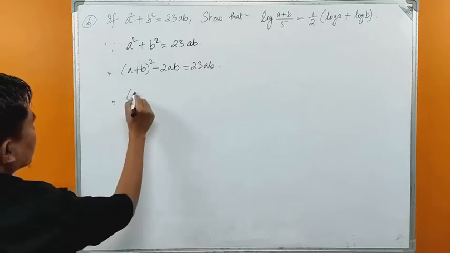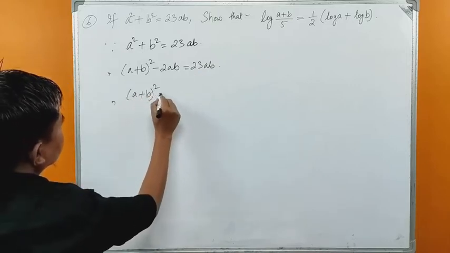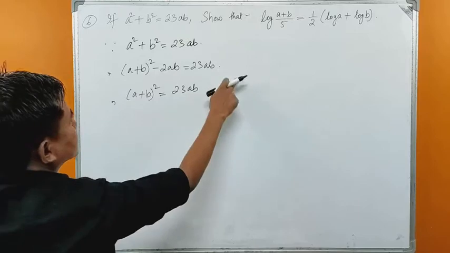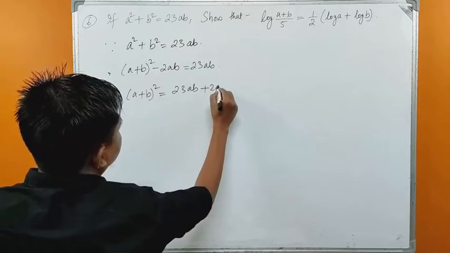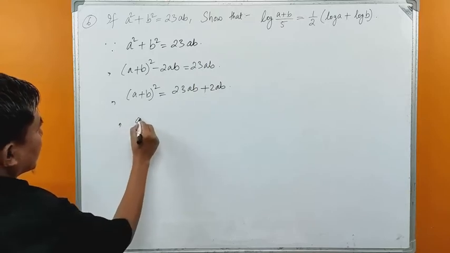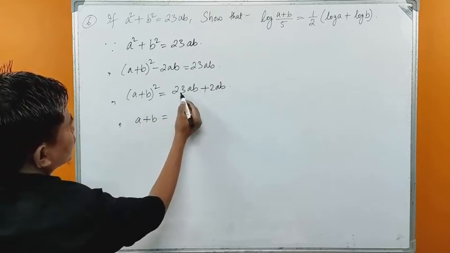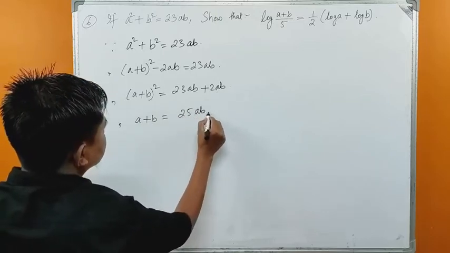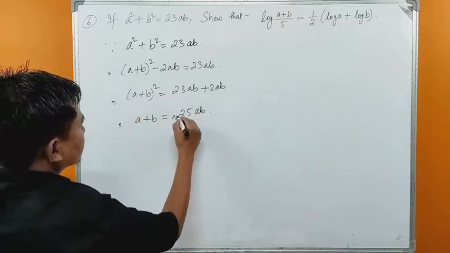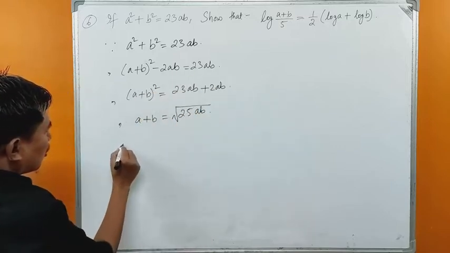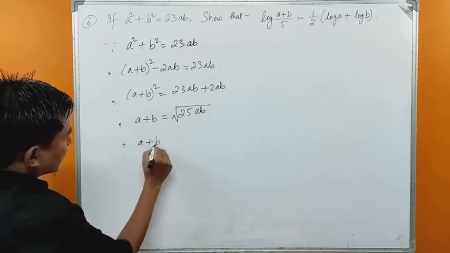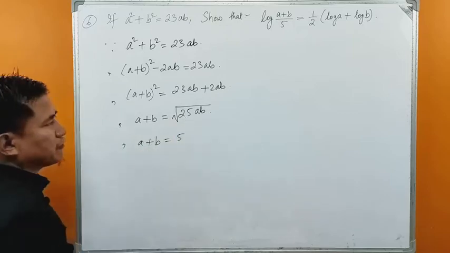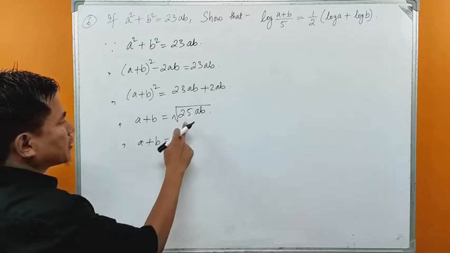or (a plus b) whole square equals 23ab in the right hand side. Now let us take minus 2ab to the right hand side. This becomes plus 2ab. Now (a plus b) whole square equals 23ab plus 2ab becomes 25ab, isn't it? So this square goes to the right hand side and becomes root. Or a plus b equals root 25ab, and root under 25 means 5, isn't it? 5 fives are 25. So root of 25 is 5.